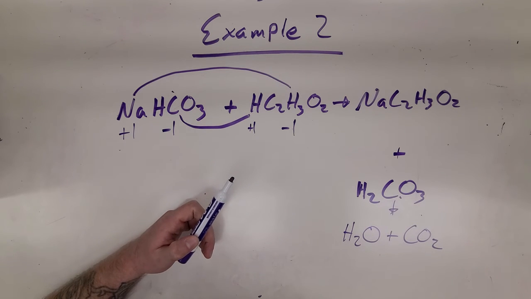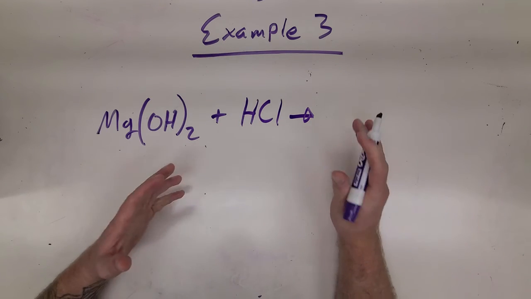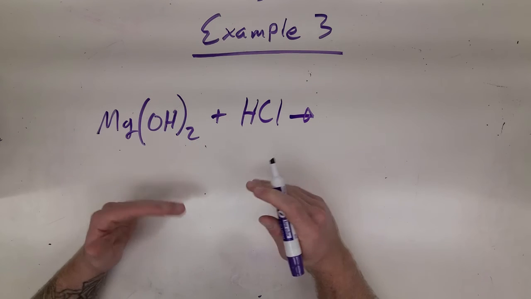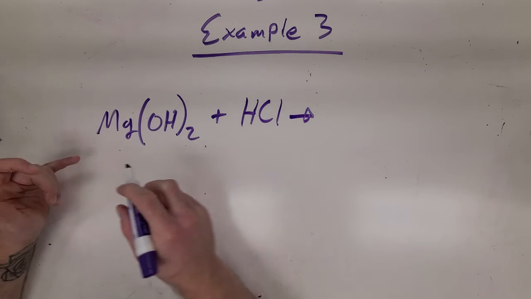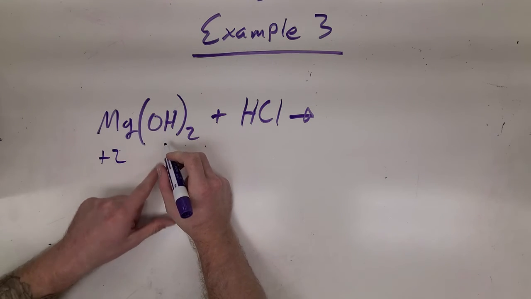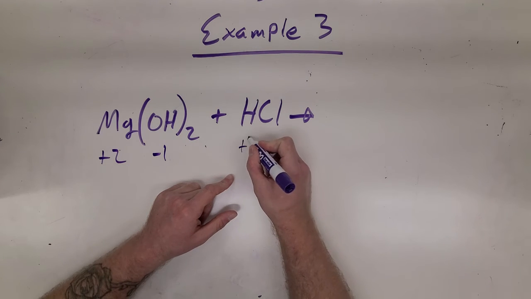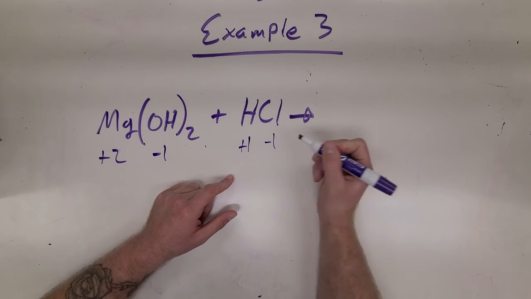We're going to take a look at one more example, one that might be a little bit more complex, so just make sure we hit it all. Okay, last example. Same thing for the first step. We got to take a look at the charges. Magnesium is in group 2, so we put a +2. Hydroxide has a -1 charge. Hydrogen, +1. Chlorine has a -1.